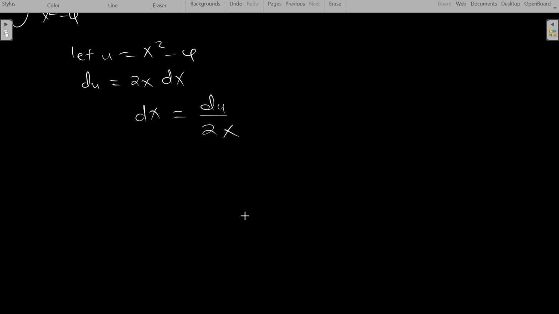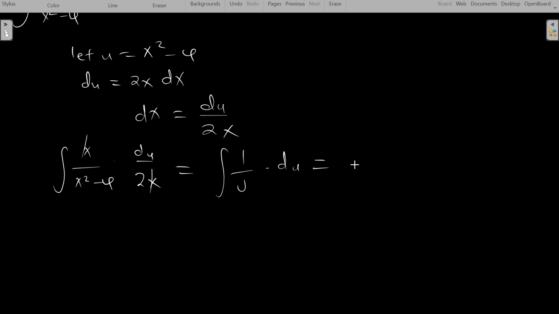Having that, let's substitute it inside the integral. It's the integral of x divided by x squared minus 4, multiplied by du upon 2x. This x goes with this x. We're remaining with the integral of 1 upon u du, which should equal the ln of the absolute value of u plus a constant c.